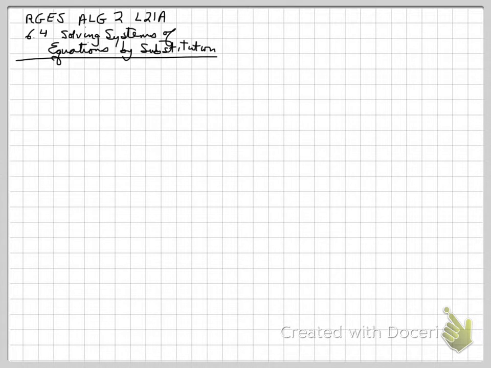Welcome to Algebra 2, Lesson 21A. This is section 6.4, and we're talking about how to solve systems of equations where we have two equations, and we want to find the solution that would satisfy both of them. We're going to do it by the second technique, called substitution.